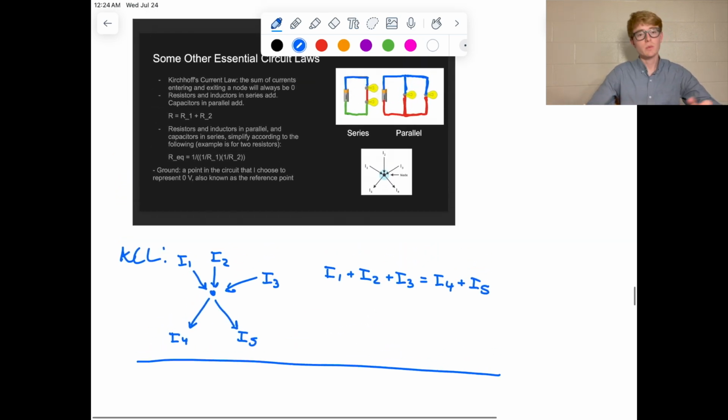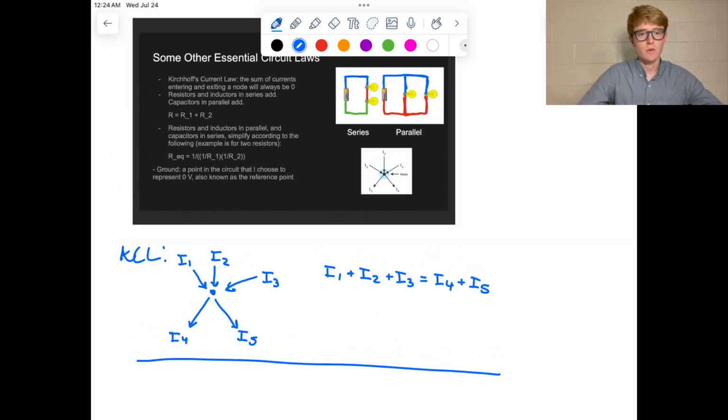So now the next thing we need to talk about is how different elements behave when they're put in series versus when they're put in parallel.